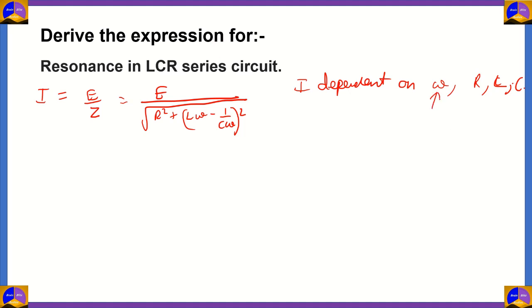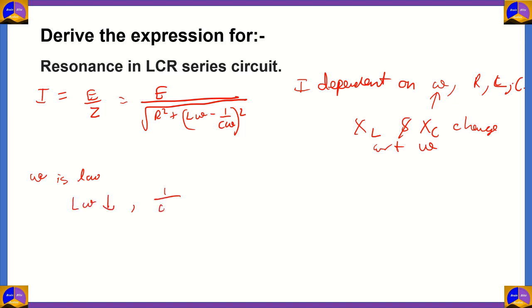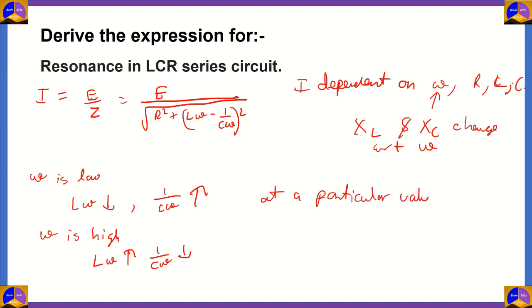Now, the reason why it's dependent on omega is that XL and XC change with respect to omega. So when omega is low, L omega is low, but 1 by C omega becomes high. And when the omega's value is high, then L omega turns up high, but 1 by C omega becomes 0. So at a particular value of angular frequency omega, which we can call omega naught, XL equals XC. So L omega naught will be equal to 1 by C omega naught.